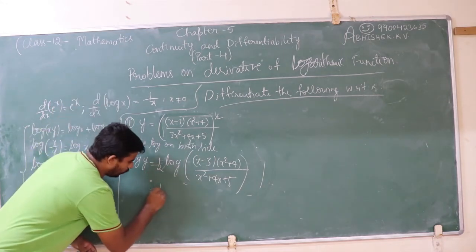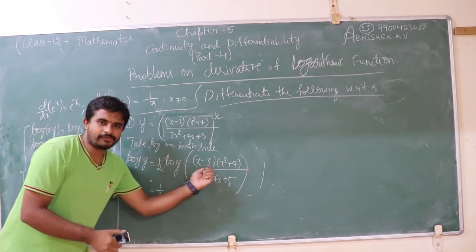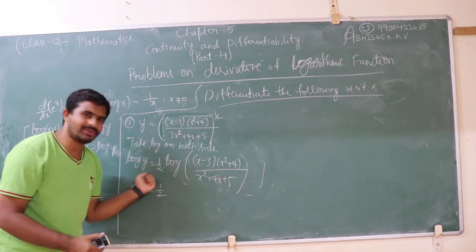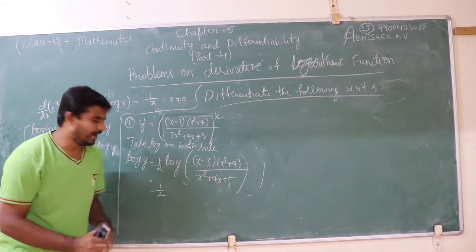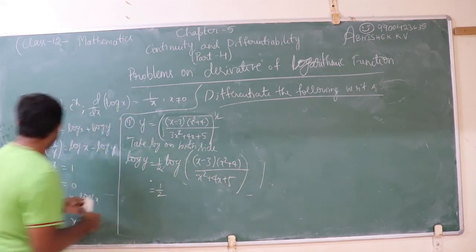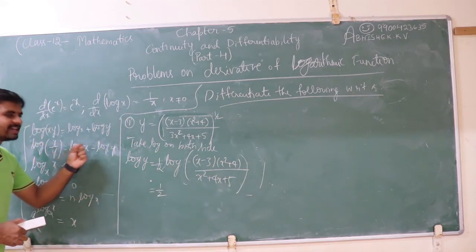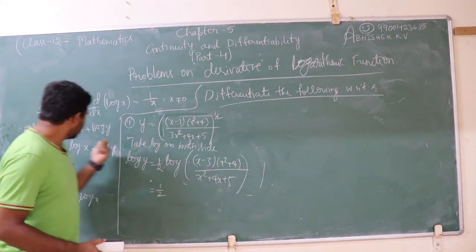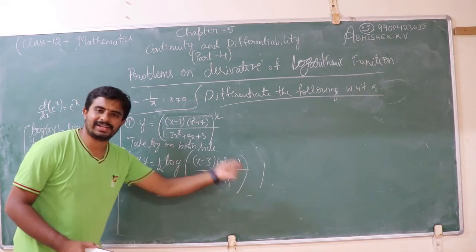See 1 by 2, log of, it is of the form x by n. Log of x to the power of n reduces to n into log of x. Log of x by y can be written as log x minus log y. Instead of x we have x minus 3 into x square plus 4. Instead of y we have x square plus 4x plus 5.